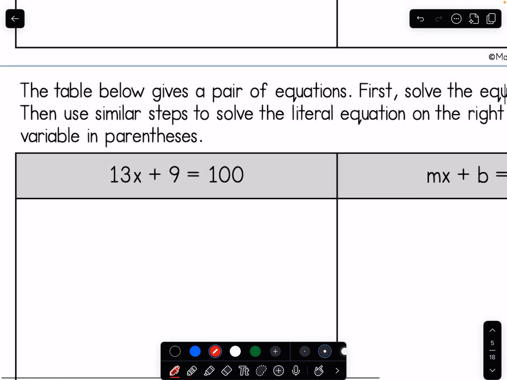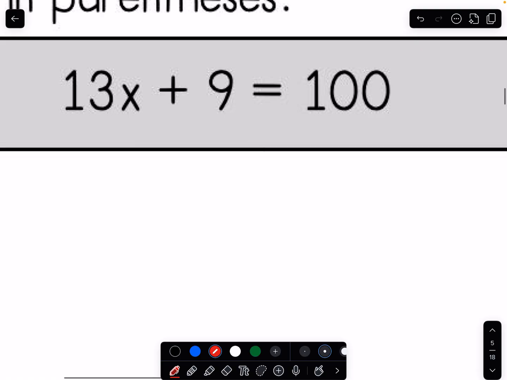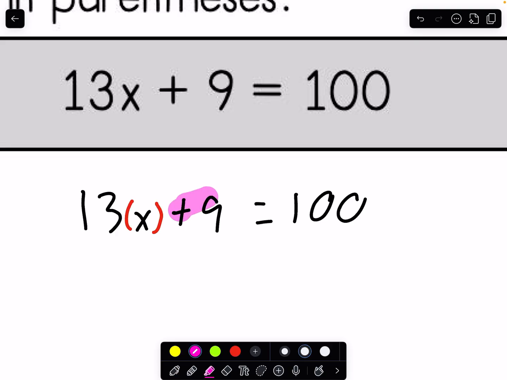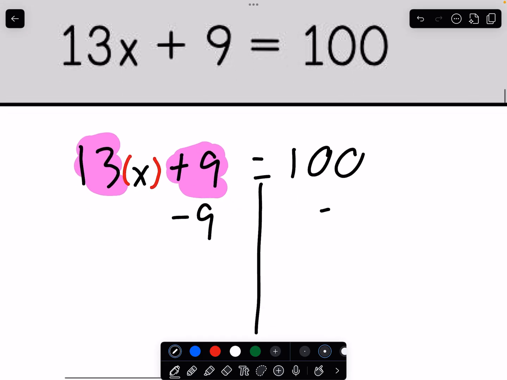We're going to start with my regular example. 13x plus 9 equals 100. Again, to help us out, I'm going to put parentheses around what I'm solving for, and hopefully I see that I need to get rid of plus 9 and 13. I'm going to start by getting rid of that plus 9. To get rid of plus 9, hopefully we're okay that I would do minus 9. I do it to the left, and I also do it to the right.